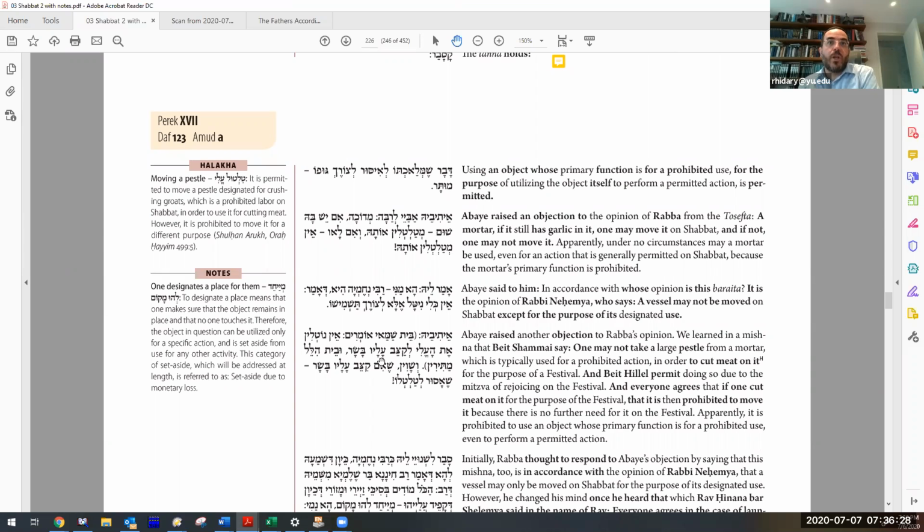A second question. If you use the pestle to cut meat on it. I'm not exactly sure how you cut meat on a pestle. A pestle is just a small rod that you use to smash spices, but I don't know, somehow it would be useful in cutting meat. So on Yom Tov, Betilah is special heter, but that's exceptional. But otherwise, they agree that asur letaltelo, you cannot move it.